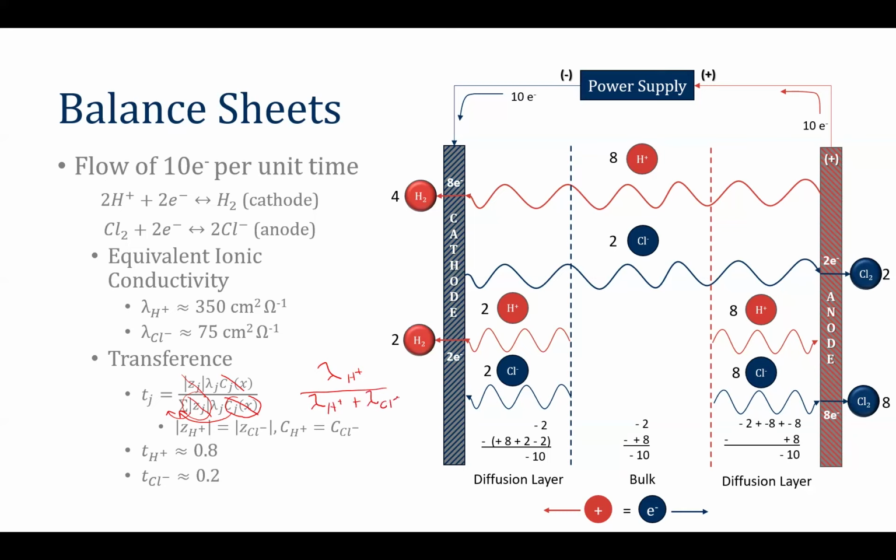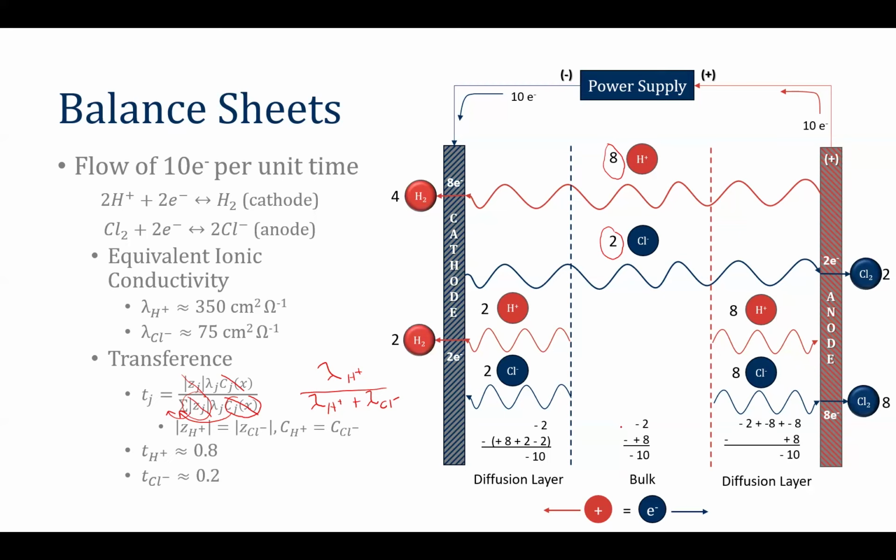For the chlorine minus, our numerator just becomes the lambda for the chlorine minus. So this roughly works out to about 80% of the current being carried by the migration of hydrogen in the bulk, and 20% of the current being carried by chlorine. So we have 8 hydrogens in the bulk solution migrating towards the cathode, and 2 chlorine anions migrating towards the anode. Because the anions are flowing in the same direction as the electrons, we're going to make that a -2.